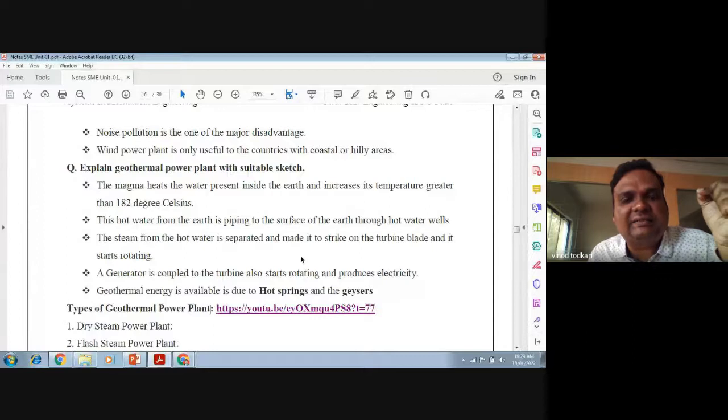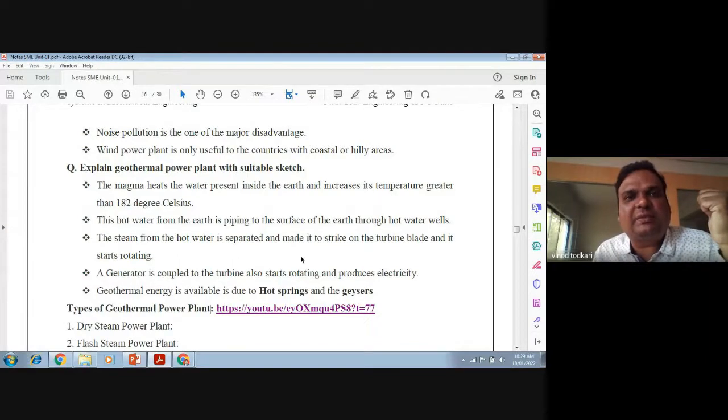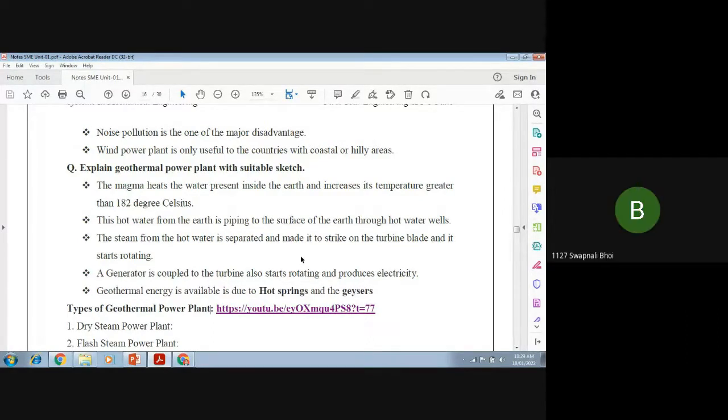Is it clear to all of you? Yes, sir. Now tell me, if wet steam is given to a steam turbine, what will happen? So moisture will enter inside the turbine. So there will be erosion and corrosion of turbine blades. Tell me, to some extent, is it clear to you? Yes, sir.